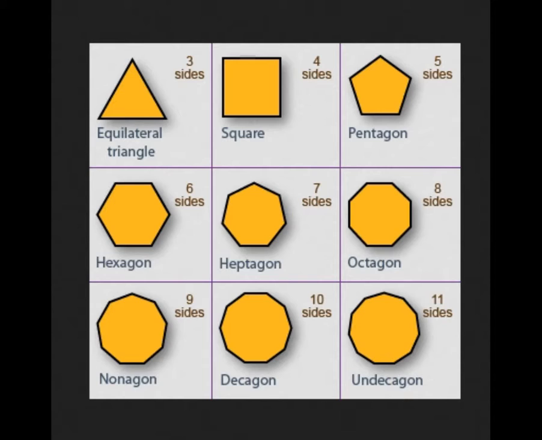And just as a refresher, here are some names of regular polygons. So we have the equilateral triangle, that's 3 sides. Square has 4 sides. Pentagon, 5 sides. Hexagon is 6 sides. Heptagon, 7 sides. Octagon, 8 sides. Nonagon, 9 sides. Decagon, 10 sides. And undecagon is 11 sides. Go figure. For the most part, you're going to see decagon and below. And then anything other than that, I'll probably just tell you how many sides it has.